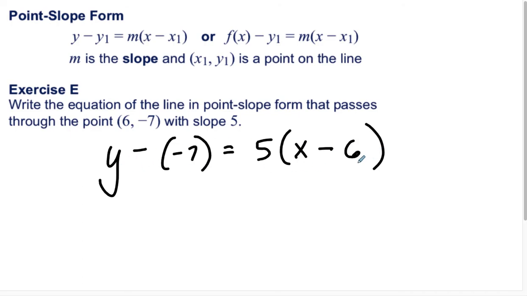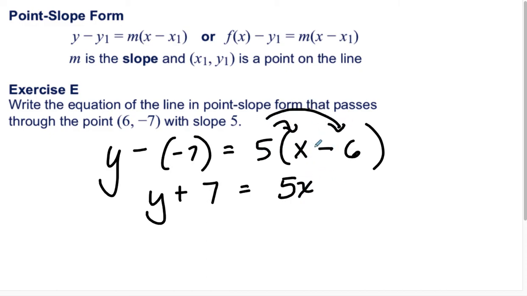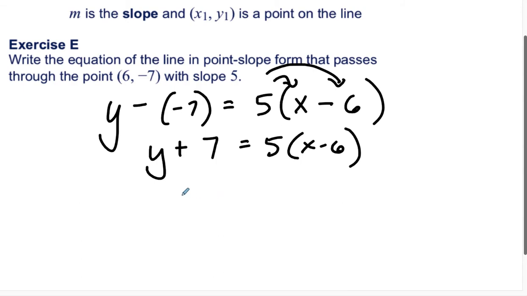All right. Now all we have to do is simplify. You can't have a double negative, so we simplify that as a positive 7. Then here we want to distribute 5 times x minus 6. Well, you know what? Let me backtrack real quick. This y plus 7 equals 5 times x minus 6 is actually in point-slope form. So if they ask you to leave it in point-slope form, this is the form where you would leave it.